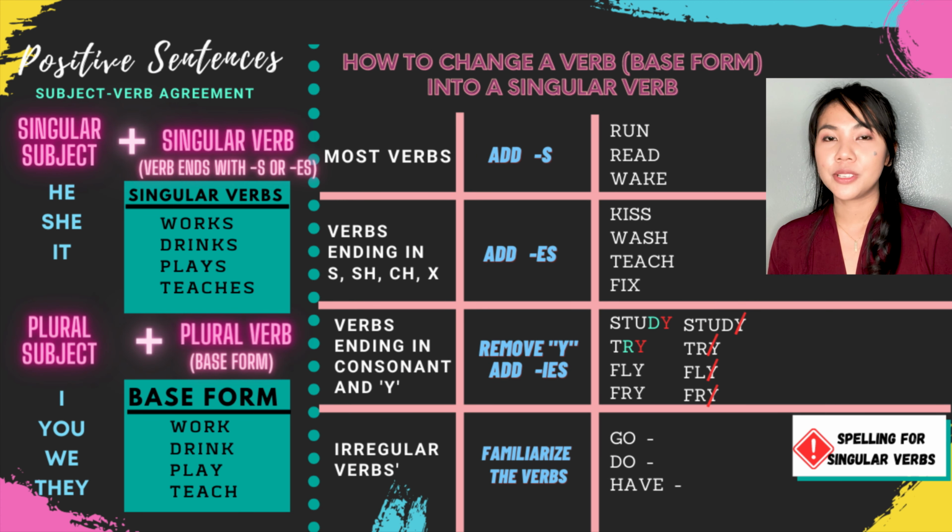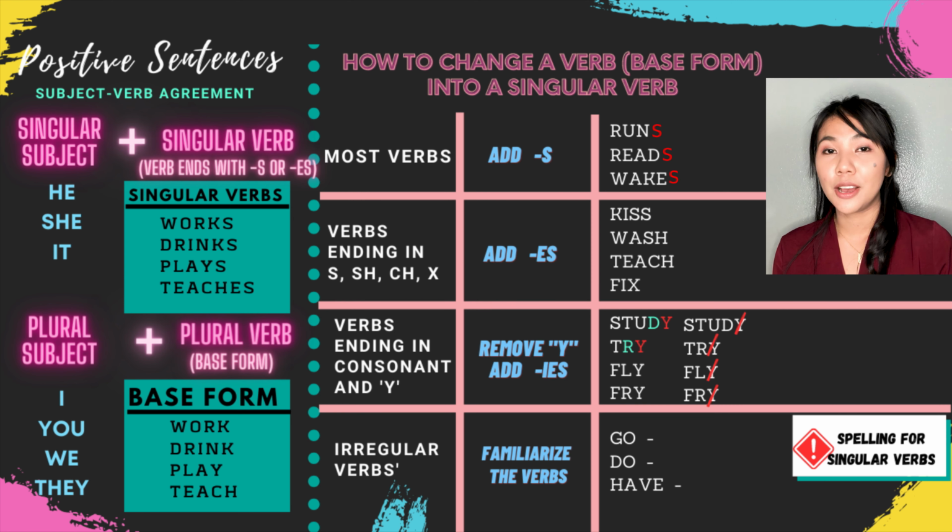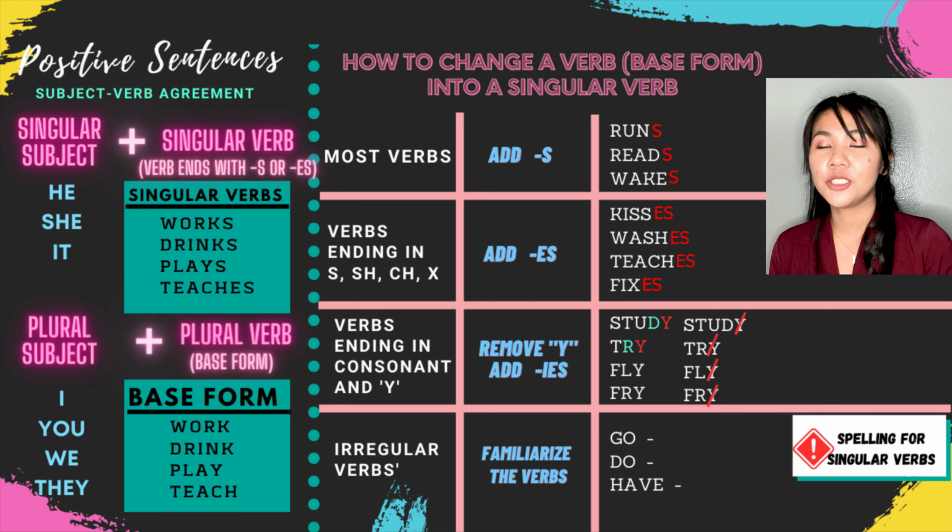For most verbs, all you need to do is to add that s. Repeat after me. Run, runs. Read, reads. Wake, wakes. Now, if the verb ends in s, or sh, or ch, or x, then we need to add es. For example, kiss, kisses. Wash, washes. Teach, teaches. Fix, fixes.